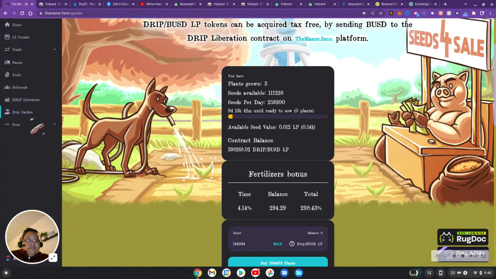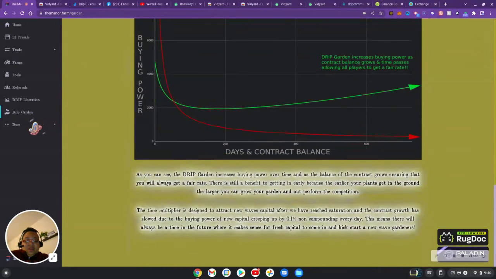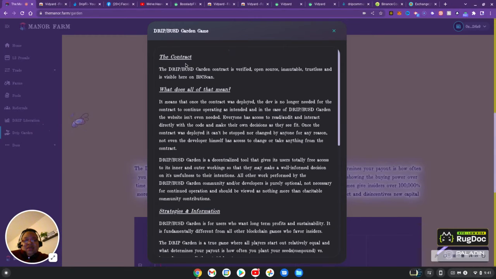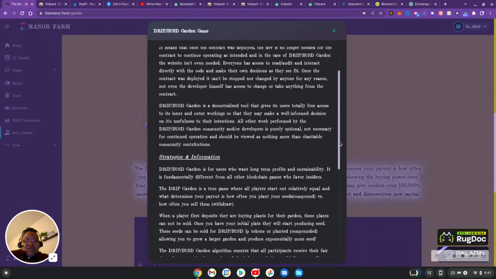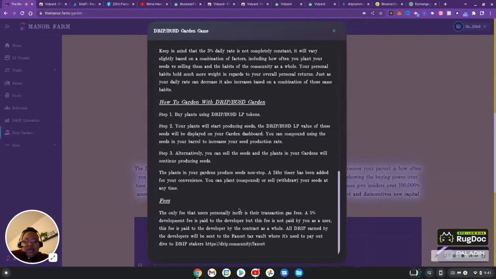So that's how you get in the game. So you can read down here. Where's the thing where it says how to start gardening? Frequently asked questions. I think it's how to start gardening. Yeah, you can read the contract. What does all this mean? And all I need to know is it gets 3% a day. It could vary, but as long as the community keeps sowing the land, it's 3%.